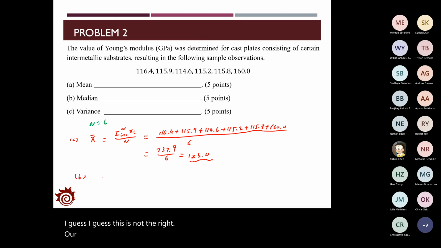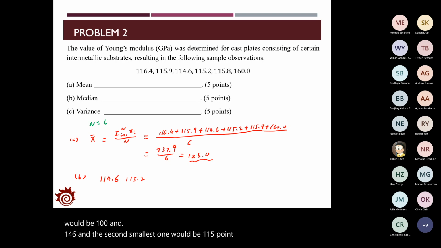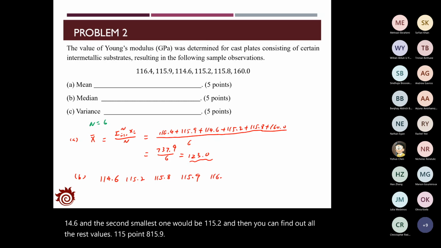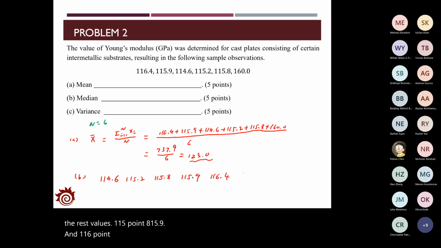For the first one, we need to find the smallest one. If it goes through all these 6 values, the smallest one would be 114.6, and the second smallest one would be 115.2, and then you can find all the rest of the values: 115.8, 115.9, 116.4, and 160.0.